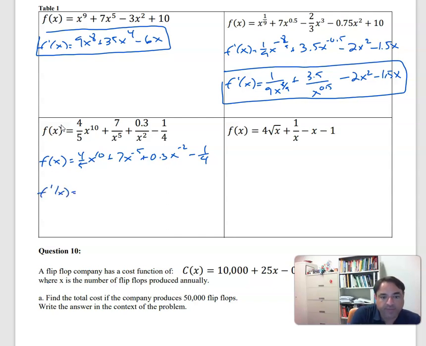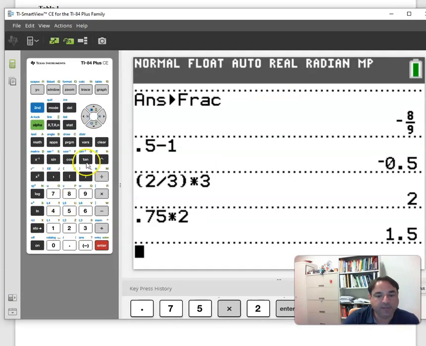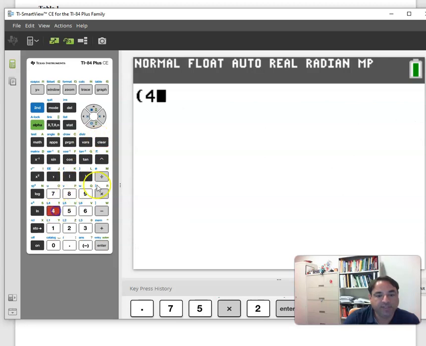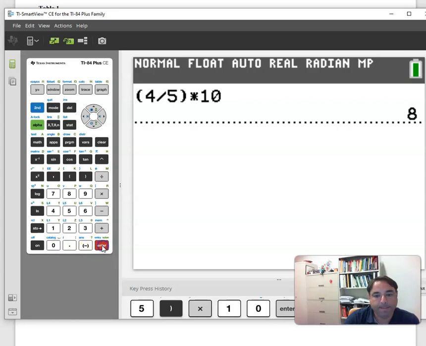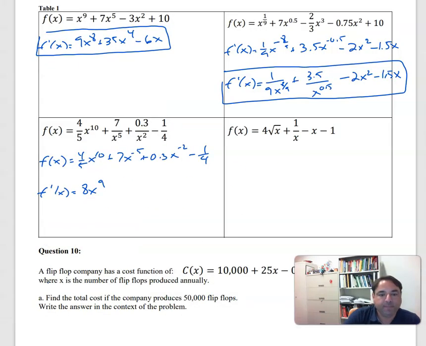So when we take the derivative, 10 times 4/5 would be 40 over 5, which is 8 x to the 9. Again, if you need to use your calculator, use your calculator. Parenthesis 4/5 times 10. That gives you 8. Okay? And then 7 times negative 5 is negative 35x. Negative 5 minus 1 is negative 6.